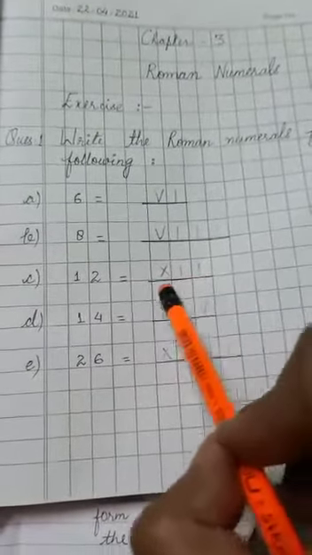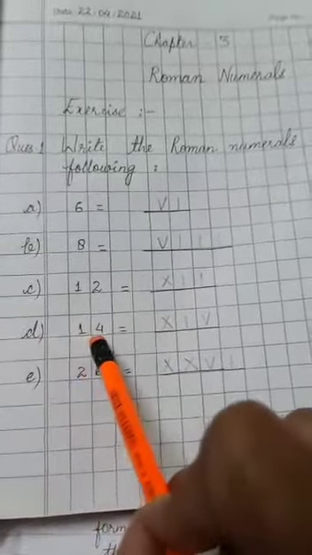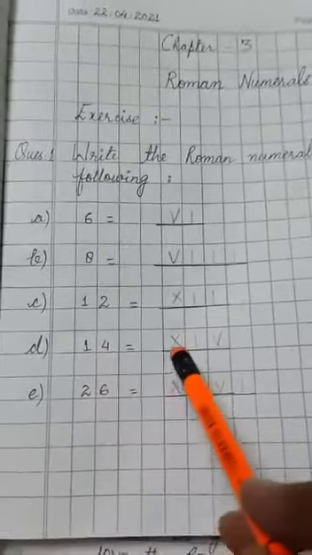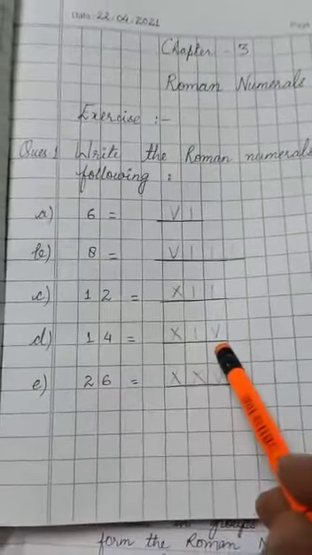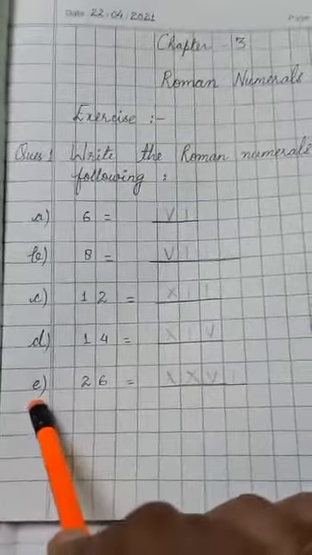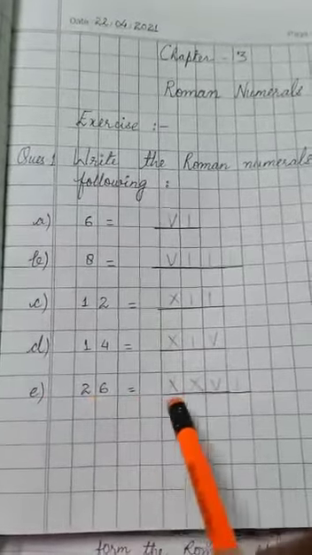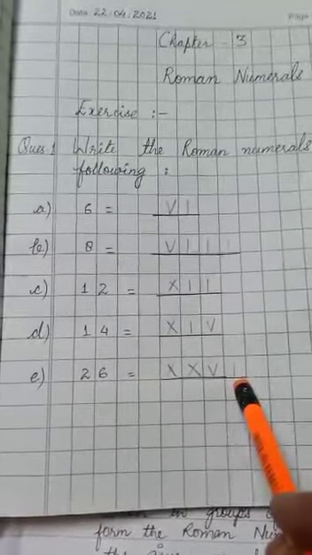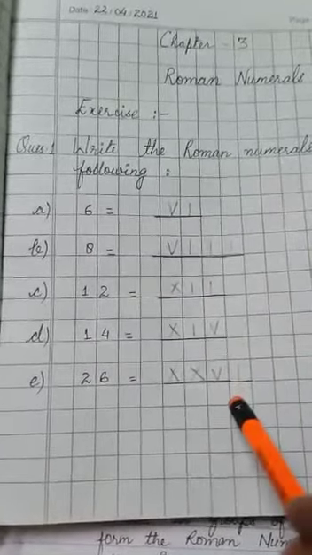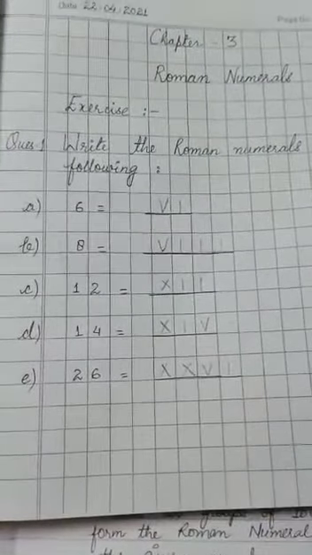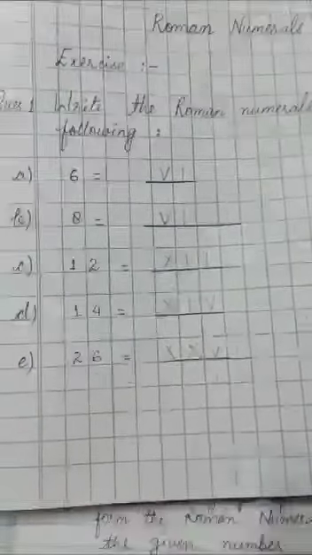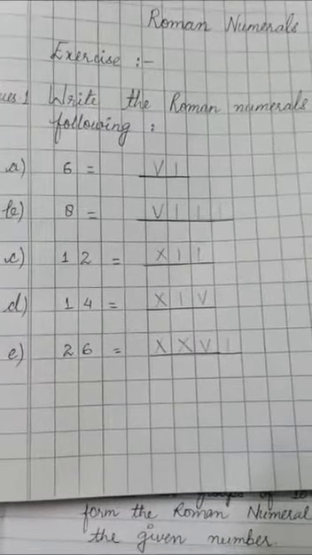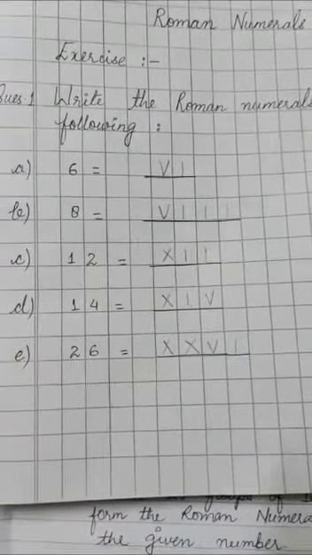1, 2. Part D, number 14. 14 is a sum of 10 plus 4. X, I and V. Part E, 26. 26 is a sum of 20 plus 6. You will do these 5 questions in your classwork copy and the left 5 questions you will do in your homework copies. Let's move to the next question.